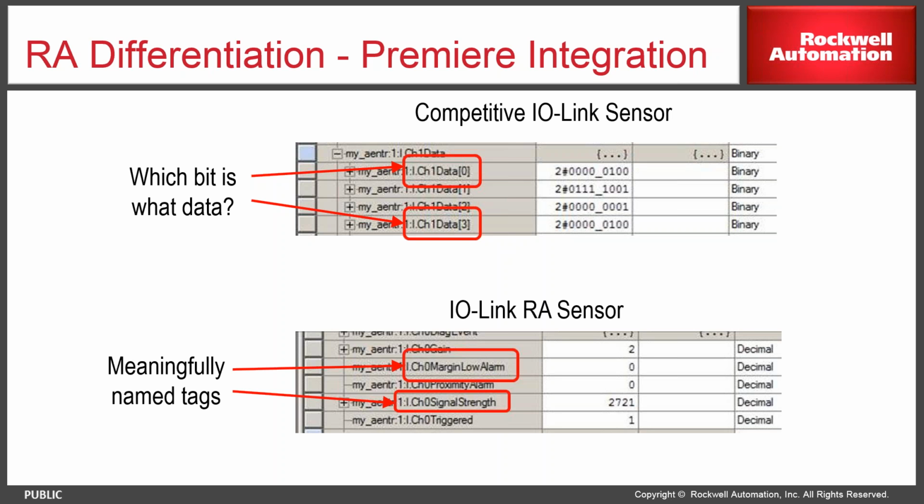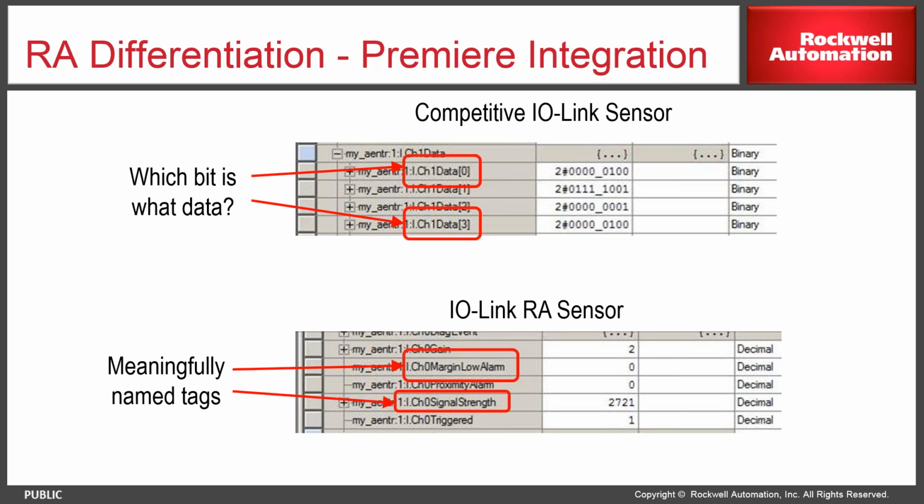Now, in a complete Rockwell solution, the data is given name tags. So you see in the bottom part, you can see the descriptive tags which actually indicate which data is representing what. So even though a user has access to all the data with either solution, when using the competitive sensors or IO-Link masters, the control engineers must spend time reading the user manuals to determine which bit of data means what and how it is to be used.